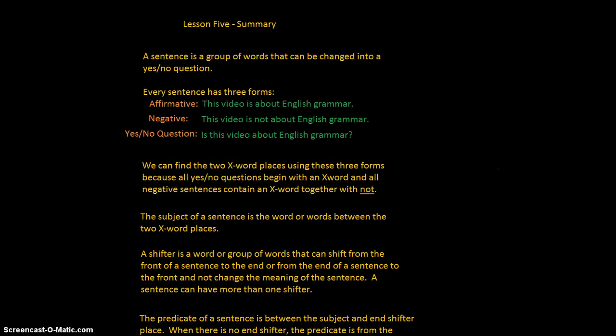For example, affirmative: this video is about English grammar. Negative: this video is not about English grammar. And a yes-no question: is this video about English grammar? Using this idea, we can find the 2 X-word places using these 3 forms.